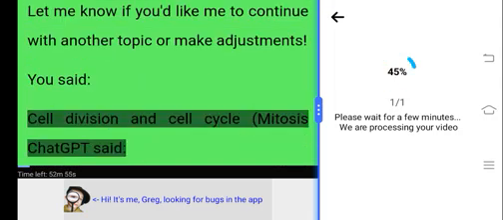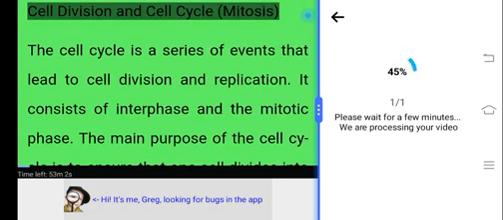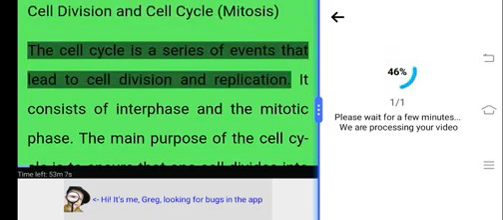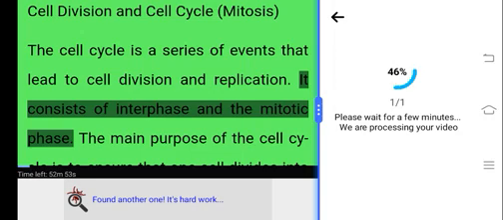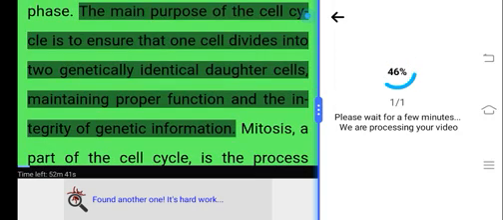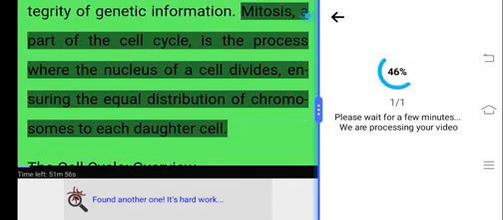Cell division and cell cycle. Mitosis. The cell cycle is a series of events that lead to cell division and replication. It consists of interphase and the mitotic phase. The main purpose of the cell cycle is to ensure that one cell divides into two genetically identical daughter cells, maintaining proper function and the integrity of genetic information. Mitosis, a part of the cell cycle, is a process where the nucleus of a cell divides, ensuring the equal distribution of chromosomes to each daughter cell.